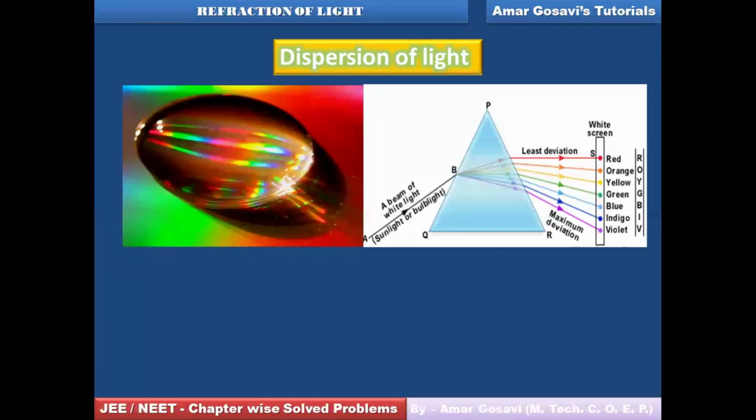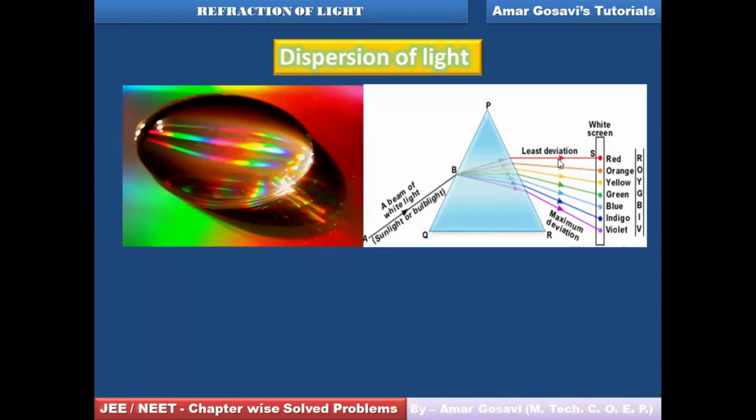What is dispersion of light basically? Whenever a beam of white light, or sunlight, or bulb light is incident on a prism, it gets split up into 7 colors. We call this phenomenon dispersion of light. Now these 7 colors come in a sequence. You can observe VIBGYOR. VIBGYOR indicates violet, indigo, blue, green, yellow, orange, and red.